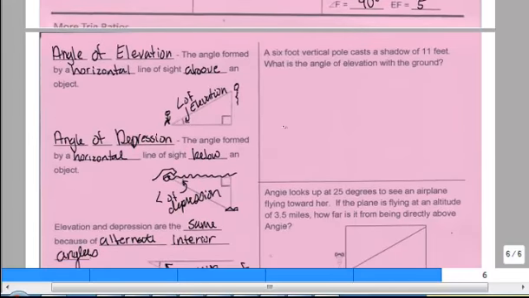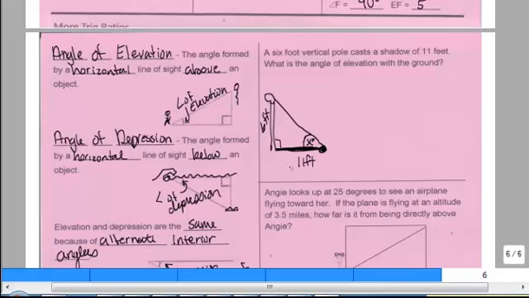So we have a 6-foot vertical pole. Here's my pole. It's 6 feet. And it casts a shadow of 11 feet. Here's my shadow of 11 feet. What is the angle of elevation with the ground? So what is this angle of elevation right here with the ground? We need to know what that is.